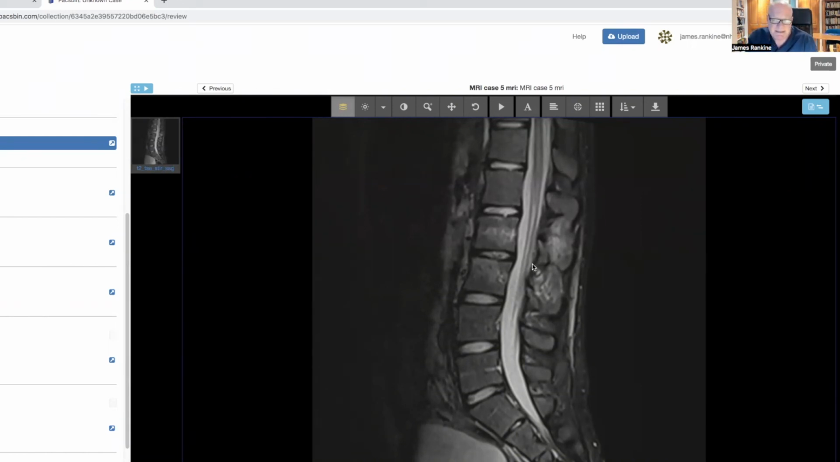But really the basic principles of the way bone fails applies in the cervical spine as it does in the thoracolumbar spine. Thank you very much.